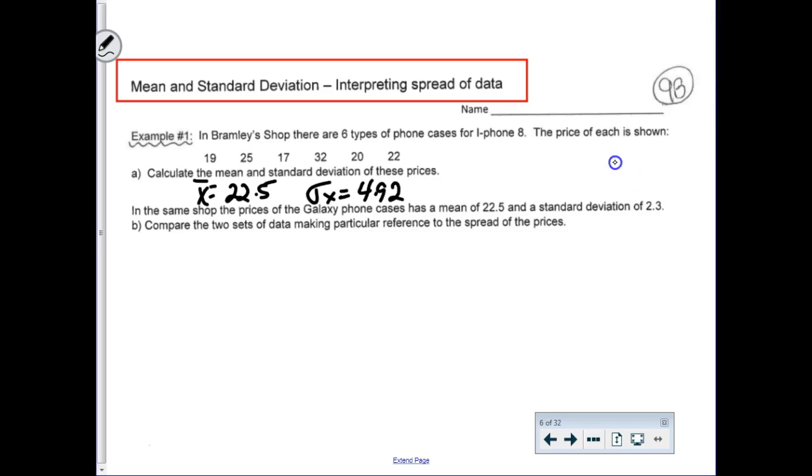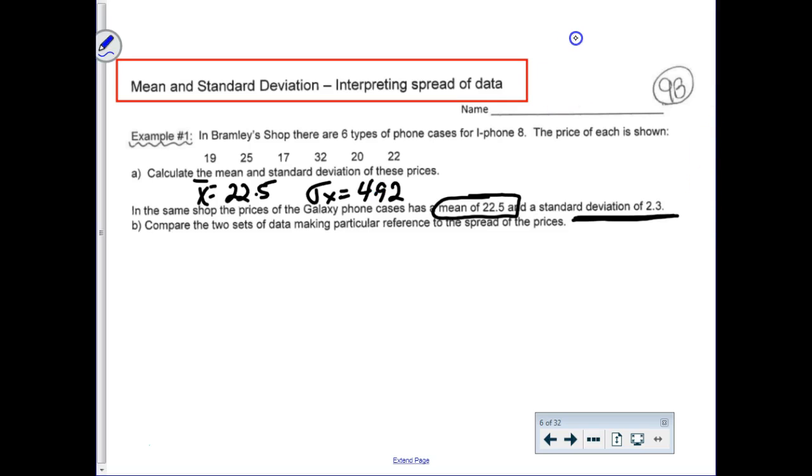Okay. So in the same shop, they're going to compare the iPhone cases to the Galaxy phone cases. Here's the data for the Galaxy cases. The mean is also 22.5, so they have the same average price. But their standard deviation is different. It's $2.30 compared to $4.92. Now, without really looking at a normal distribution, you're probably wondering what the heck is a standard deviation? It tells you how spread out the data is.